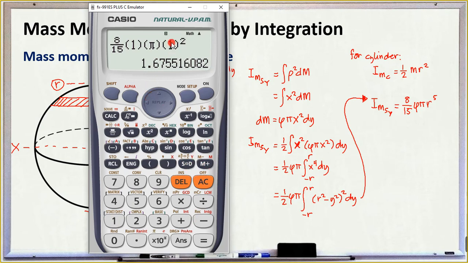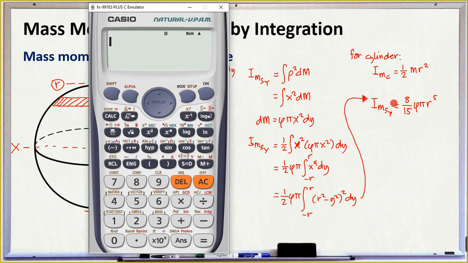Okay, this is not r squared, but still this is r to the fifth, but it's 1 anyway, no? So no problem, 8 over 15 is 1.67551. I think that is 2/3 pi? Shift pi. So 1 point, okay. I think in this part, it should be, okay, we forgot to square.